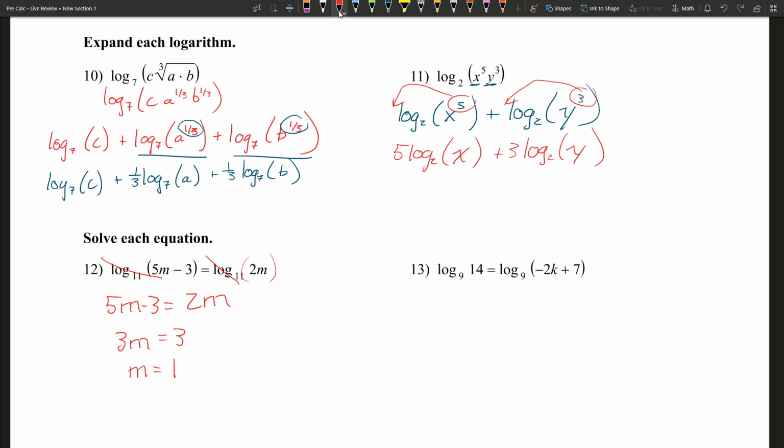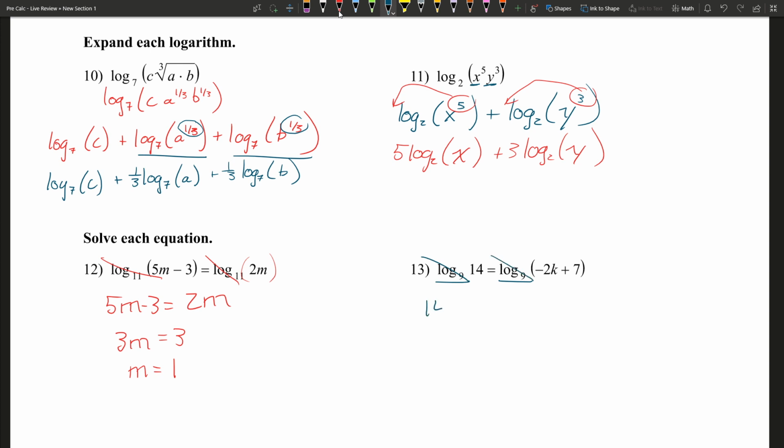So again, when there's log base something on both sides, and that's all there is, you just cross out those logs and keep whatever's inside parentheses. All right, so on number 13, there's a log base 9 on this side and a log base 9 of this side, and there's nothing outside of those two logs, so they cancel each other out.